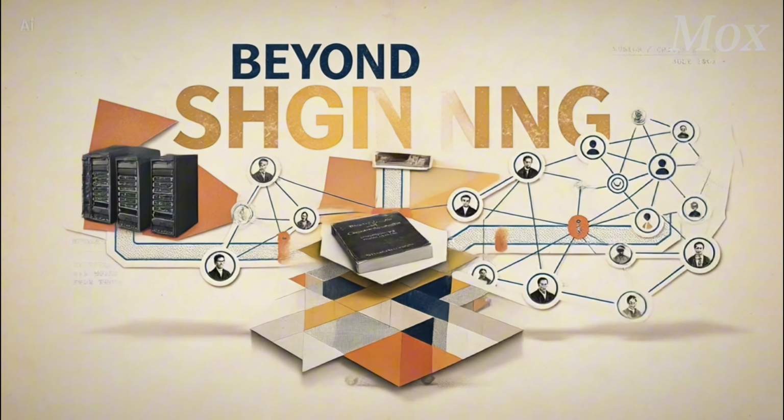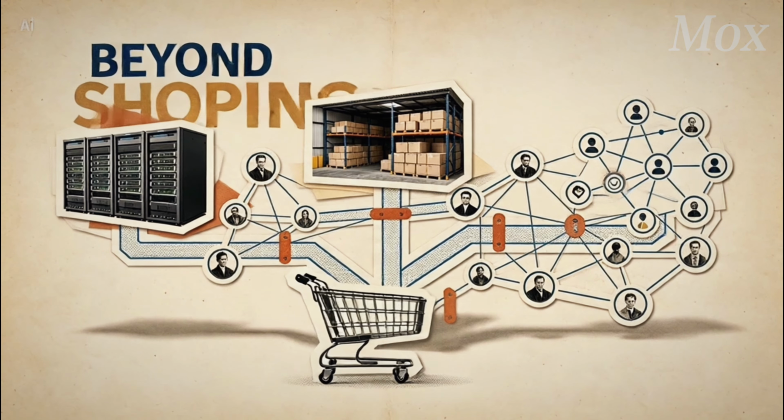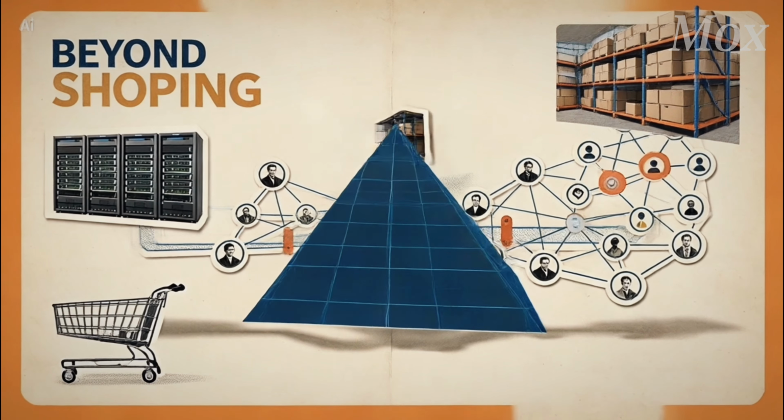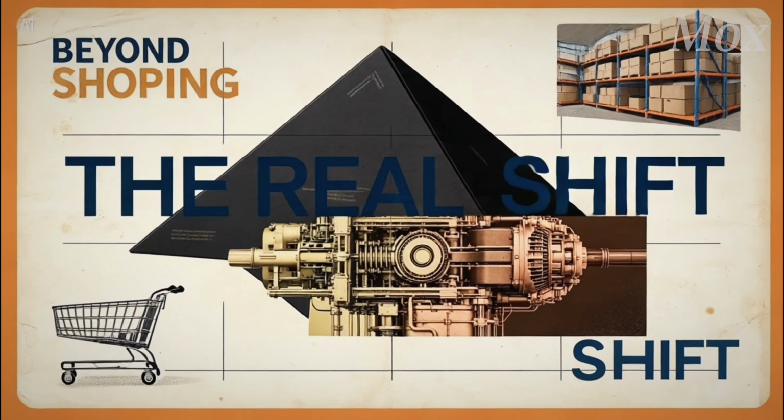Amazon started by selling books. Today, its technology helps power businesses. Its warehouses move products for other sellers, and its services reach far beyond a shopping cart.